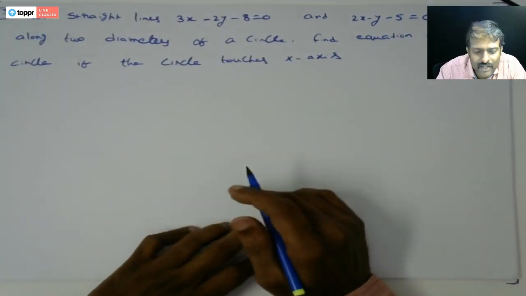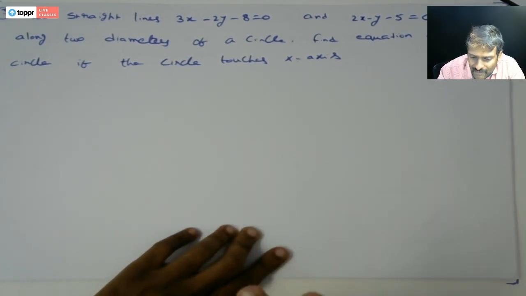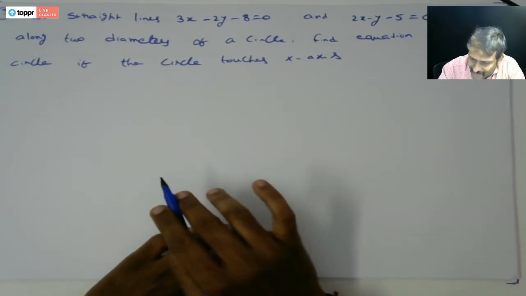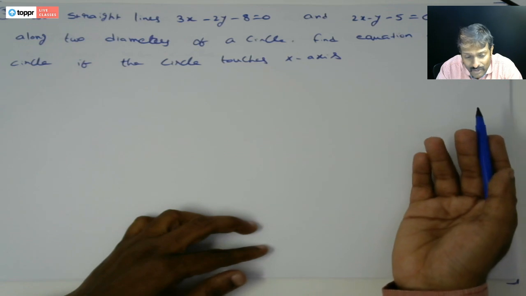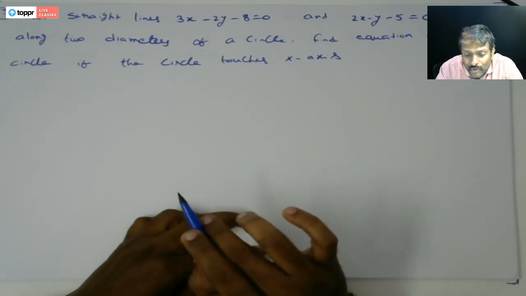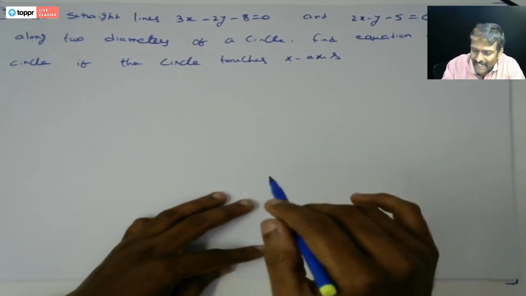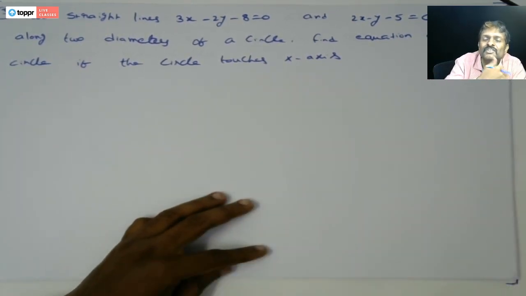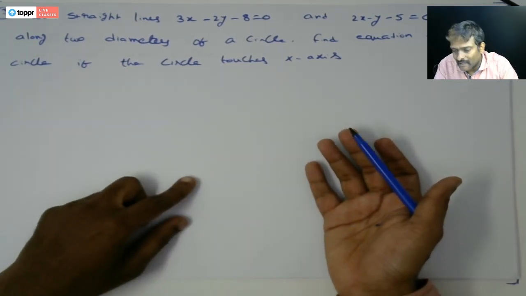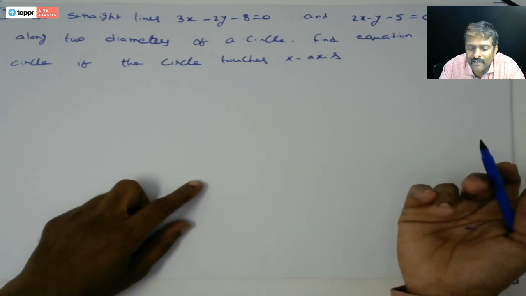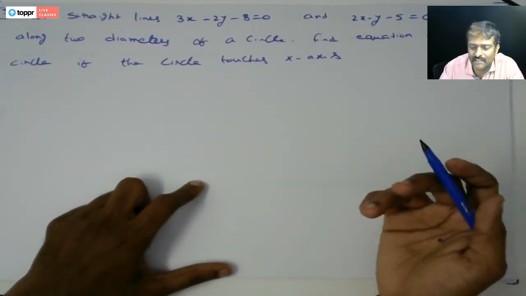Next, the third question: two straight lines, 3x minus 2y minus 8 equals 0 and 2x minus y minus 5 equals 0, lie along two diameters of a circle. So these are the two diameters, like these two lines are passing through the center of the circle, right? Diameters means it passes through the center. Find the equation of the circle if the circle touches the x-axis. So when the circle is touching the x-axis, you have to find its equation.